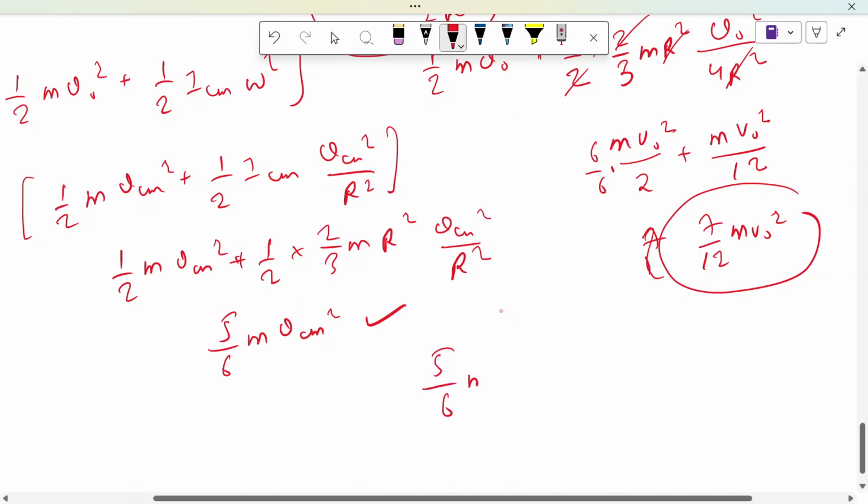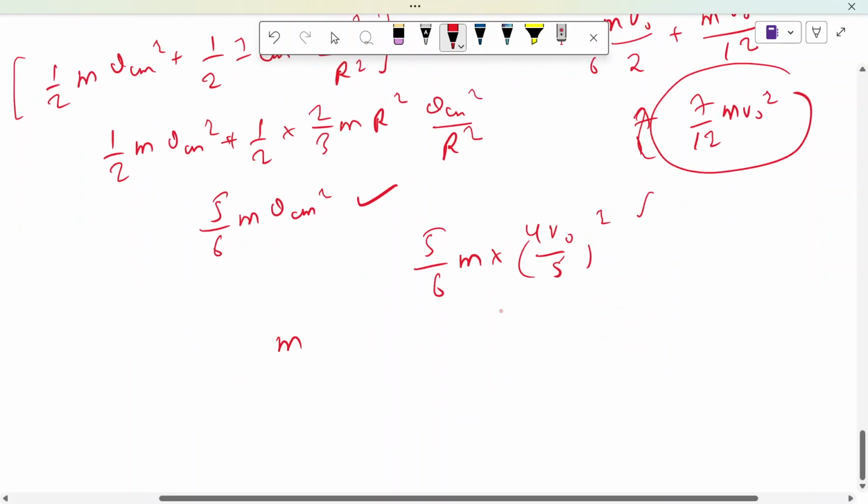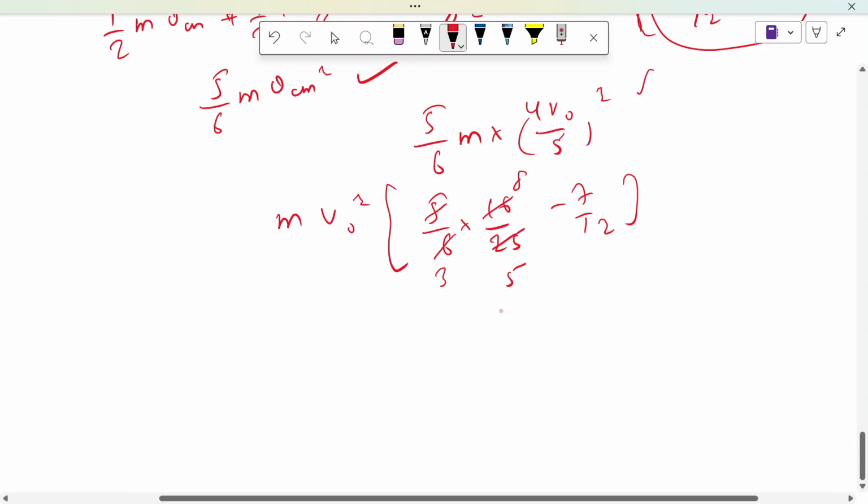That implies 5 by 6 into m, and vcm is 4 v naught by 5, that is given in the question itself, squared. So just subtract these values. What we got is m v naught square into 5 by 6 into 16 by 25 minus 7 by 12. So this value is 3, this value is 8, this value is 5. So 8 by 15, sorry.